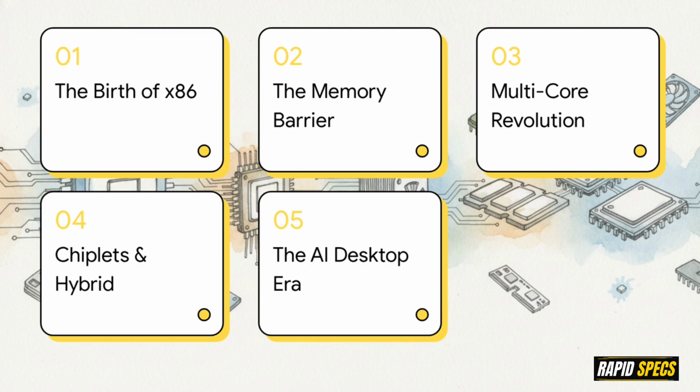Okay, let's dive right into this. Our roadmap for today will take us through 5 distinct eras of computing breakthroughs. We're going to start with the birth of x86, move into breaking the memory barrier, explore the multi-core revolution, then we'll look at chiplets and hybrid computing before arriving at our current frontier, the AI desktop era.